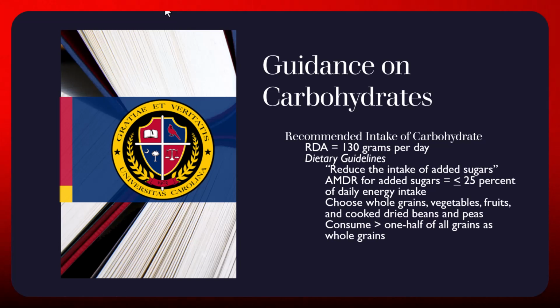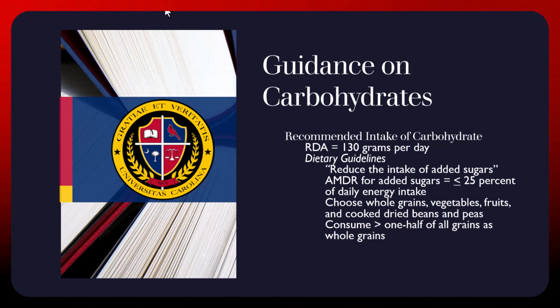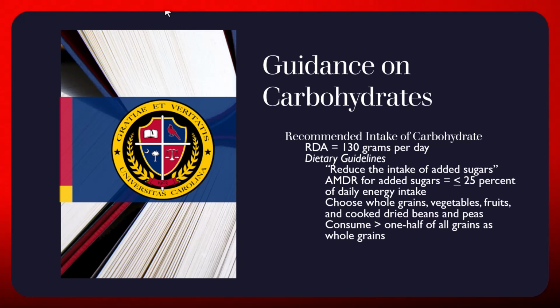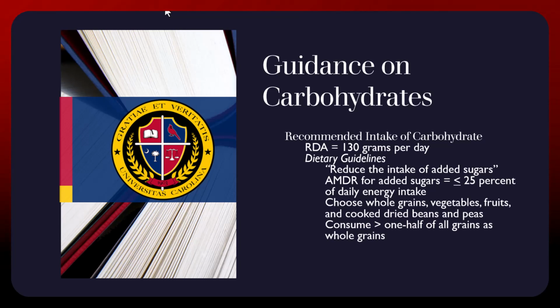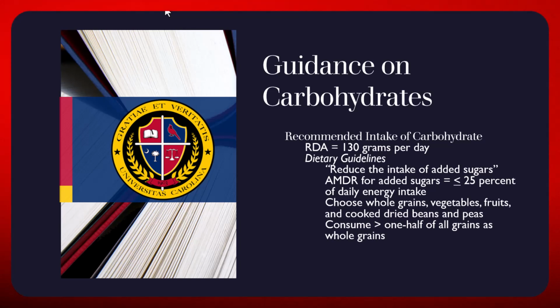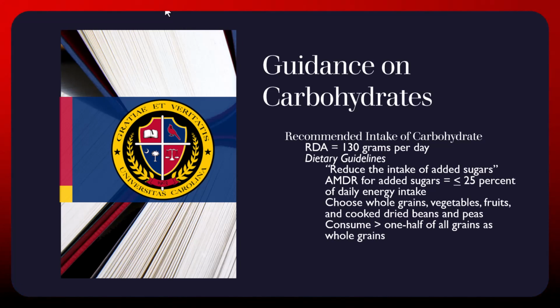So what is some guidance about carbohydrates? First of all, let's discuss the recommended intake of carbohydrate. The RDA is 130 grams per day. The dietary guidelines are to reduce the intake of added sugars, with an AMDR for added sugar equal to or less than 25% of daily energy intake. Choose whole grains, vegetables, fruits, and cooked dried beans and peas, and consume more than half of all grains as whole grains.